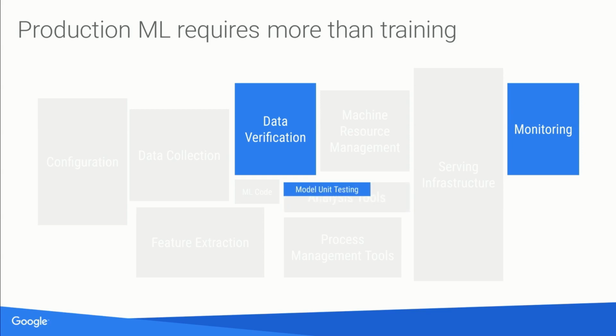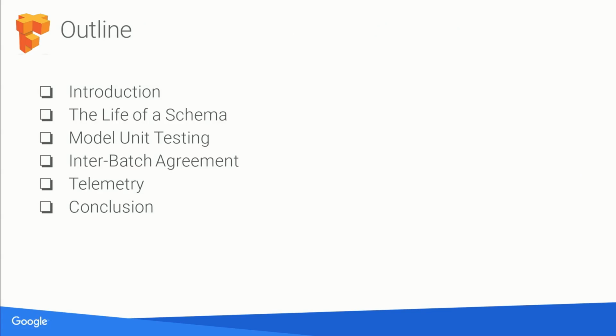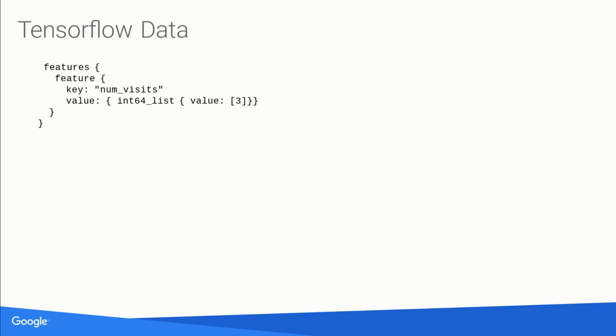And if you don't know what model unit testing is, I'll talk to you about that right now. So next I'm going to talk about the life of a schema, model unit testing, inter-batch agreement, how to deal with changes over time and differences between inference and training data. I'm going to talk about the telemetry that we've gathered over those hundreds of teams who are using the system, and then I'm going to conclude. So beginning with the life of a schema.